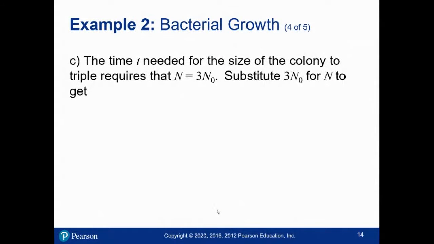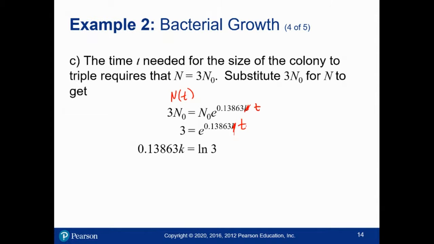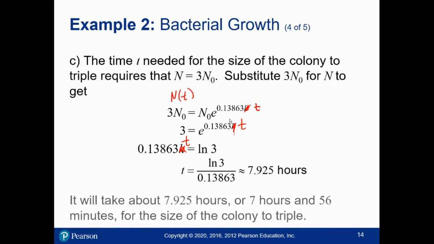All right, so the time needed to triple would be how much time is needed for n of t to be 3n naught. So instead of an n of t, just replace your n of t, and again, this shouldn't be a k, this should be a t. Replace n of t with 3n naught. Well, divide out the n naughts, take a natural log, and divide. And now we have t is about 7.9 hours. So it'll only take about 8 hours to triple the size of your colony. It took 5 hours to double. It'll take about 8 hours to triple.